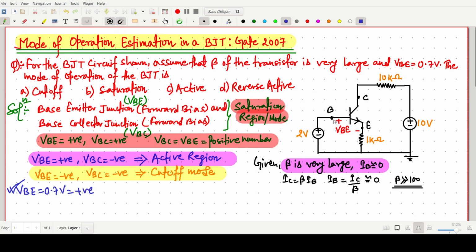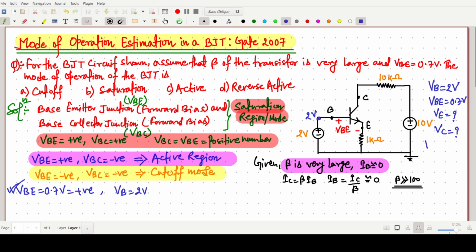Okay, now we can say VB value is 2 volt because it is connected here. So this voltage will be 2 volt. So that's why VB value is 2 volt and VBE is 0.7 volt. But we cannot know the value of VE and VC.